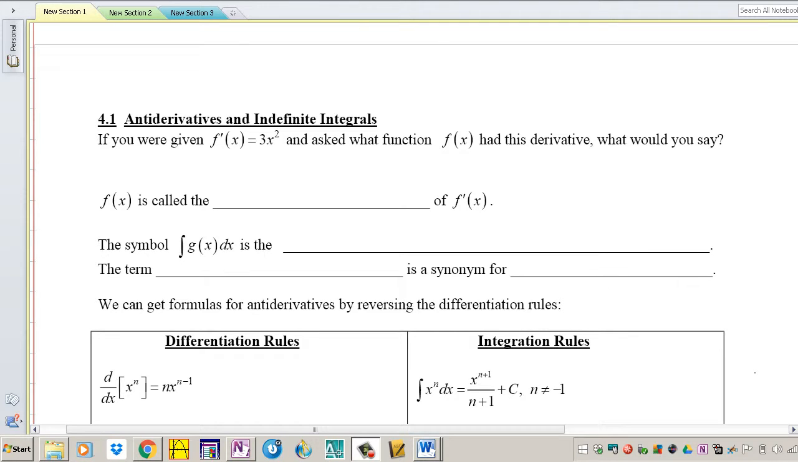Hey guys, welcome to 4.1 Antiderivatives and Indefinite Integrals. In this lesson, we're going to be integrating functions and finding their general solutions and particular solutions. So let's go ahead and begin with the example provided here below.